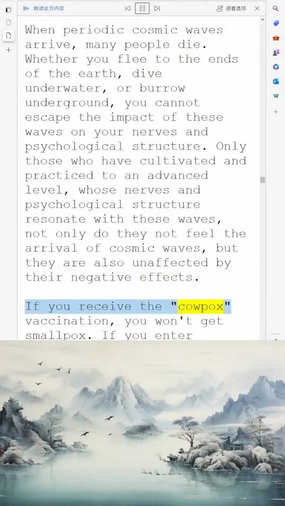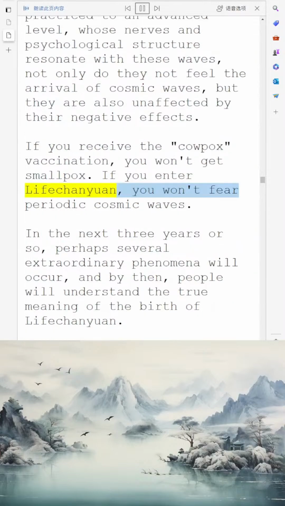If you receive the cowpox vaccination, you won't get smallpox. If you enter Life of Chanyuan, you won't fear periodic cosmic waves. In the next 3 years or so, perhaps several extraordinary phenomena will occur, and by then, people will understand the true meaning of the birth of Life of Chanyuan."